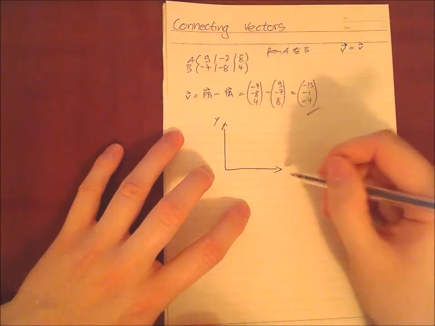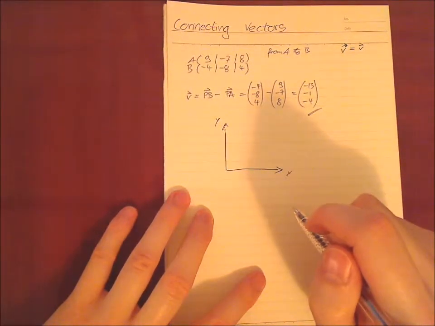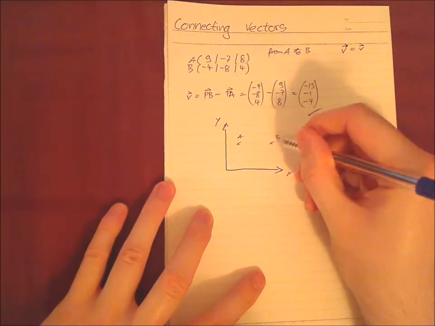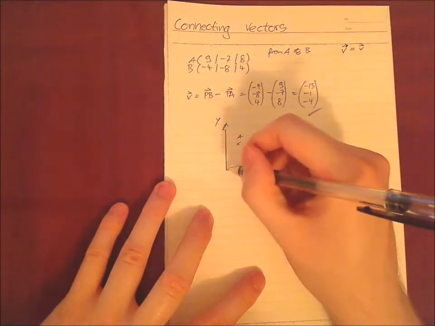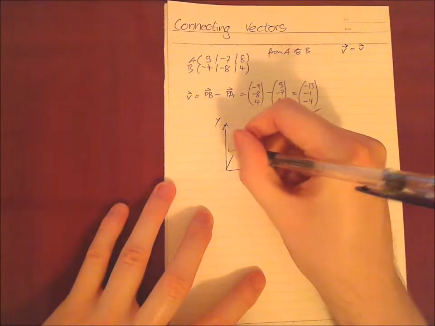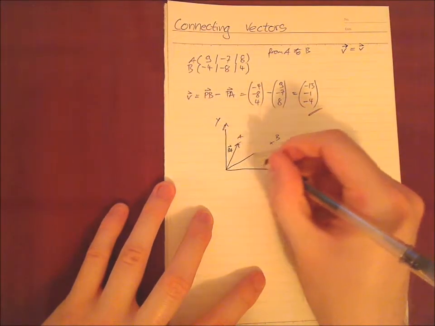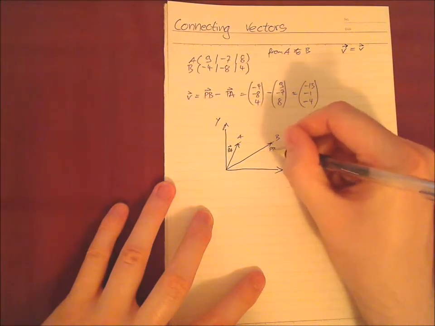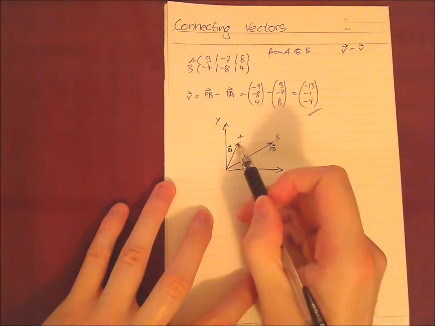So we have Y and X. This is in the 2-dimensional area because it's easier to show. And we have point A, point B. We have the position vectors. This is the position vector of point A, I just call it PA. And this is the position vector of B, I call it PB. Then we want to know the connecting vector from A to B.